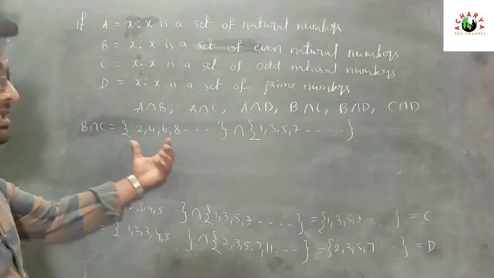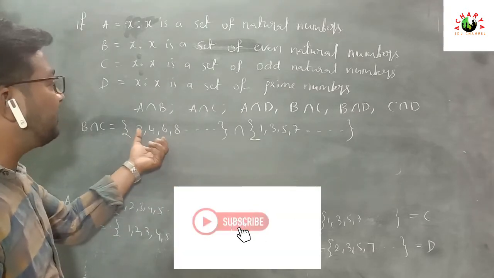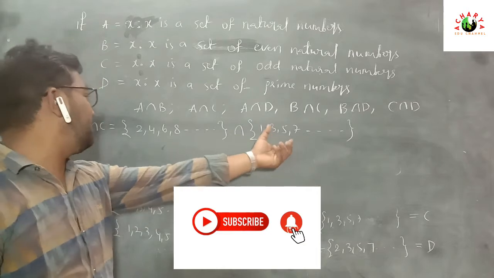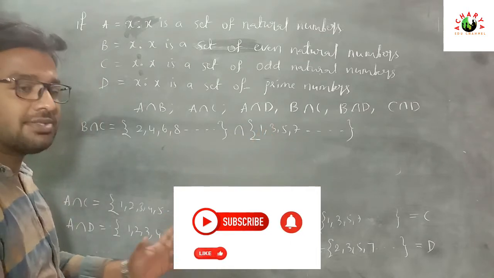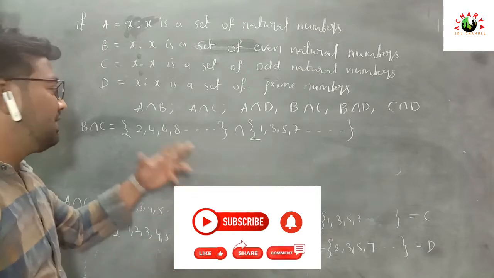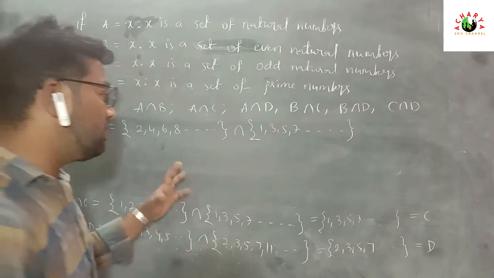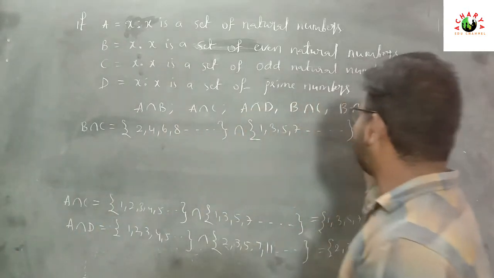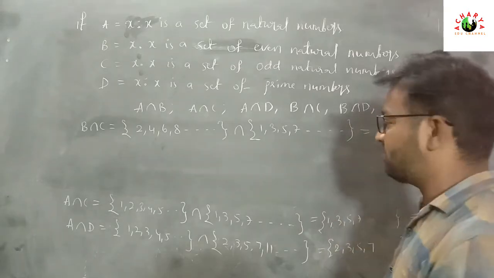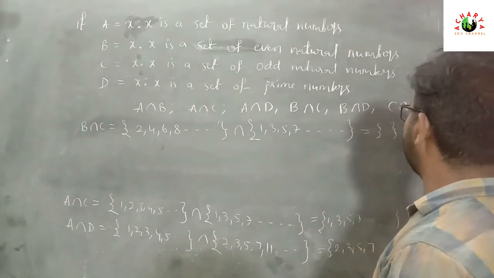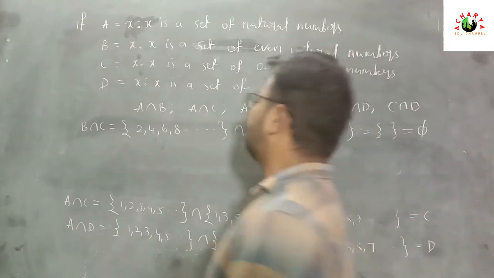So now what is the intersection part of both? Once you observe it, here B is the set of even numbers, and here C is the set of odd numbers. There is no common element in both sets. Here it is completely even, and here completely odd. So there are no common elements. If there is no common element, we represent it with a null set. So B intersection C is equal to the null set.